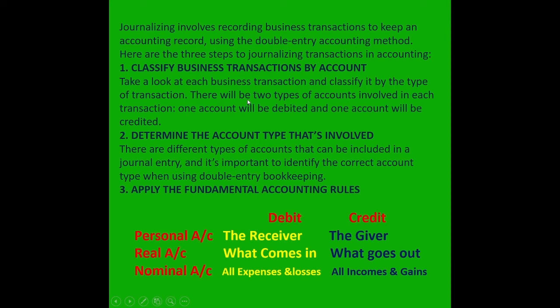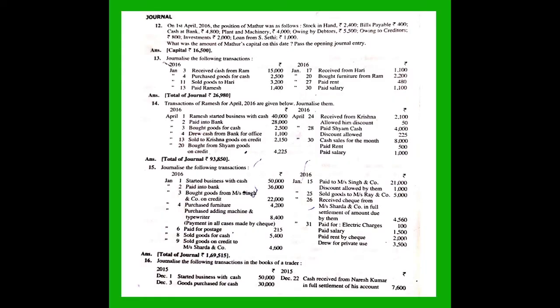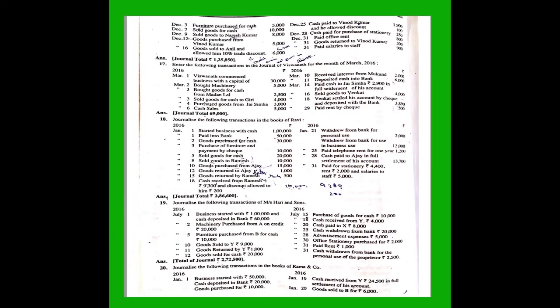There are three steps. We already did this in two problems, 13, 14, 15, 16 also we did, and 17 also we are doing, and we are separating the journal entry from the analysis. First we have to identify the transaction and identify the types of the accounts involved. First accounts, later types of the accounts, later we have to apply the rule. If such an account is personal, then we have to apply the rule. So now we are doing problem number 17.